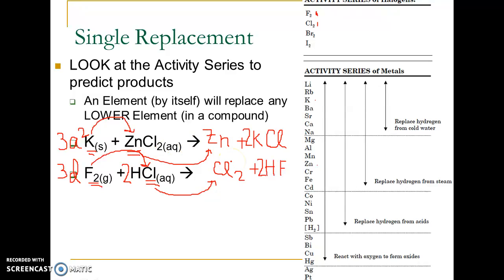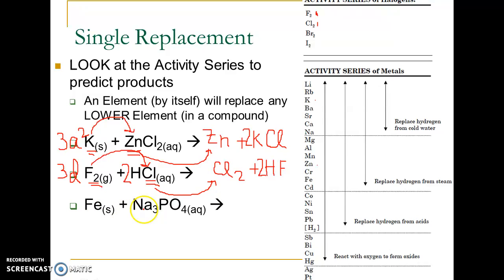So always predict your product first. Do not worry about the subscripts. You write the subscripts according to how the charges cancel each other out or how the bonds are being made. Then you can go back and balance your chemical equation to make sure that it is right. Let's do one more before I run out of time.